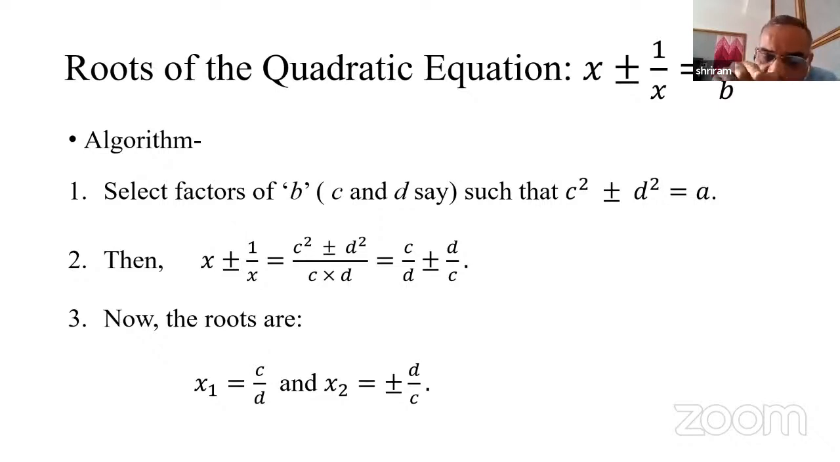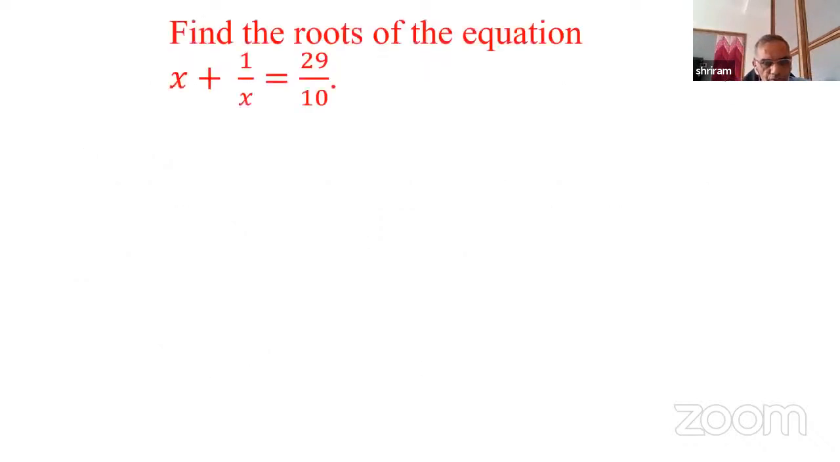The second root will be plus or minus according to the expression in the numerator. If it is c square plus d square, I will get d upon c as a root. If it is c square minus d square, I am expressing a in terms of the factors of b, then my second root will be minus d upon c. Let us move to an example so that you will get the beauty of the situation.